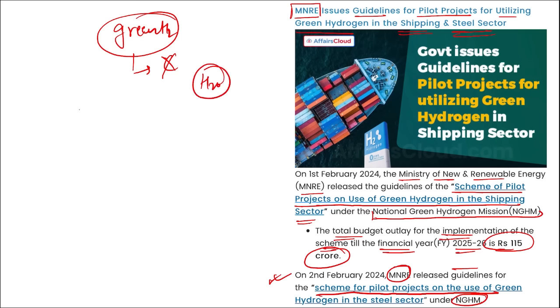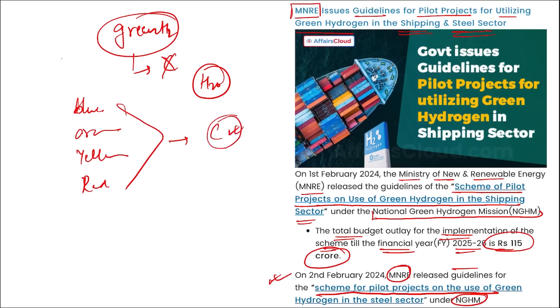Correct. Then there are multiple types of hydrogen, such as your blue hydrogen, then orange hydrogen, yellow hydrogen, red hydrogen, and these kinds of hydrogen, green, blue, orange, red, yellow, are defined by the way the hydrogen is processed, right? So these hydrogens release carbon on their burning, but less amount of carbon is released. But green hydrogen does not release any carbon on its burning. Correct. Then under this National Green Hydrogen Mission, our Ministry of New and Renewable Energy will take multiple pilot projects in the shipping sector and steel sector that aims to replace the fossil fuel by green hydrogen.